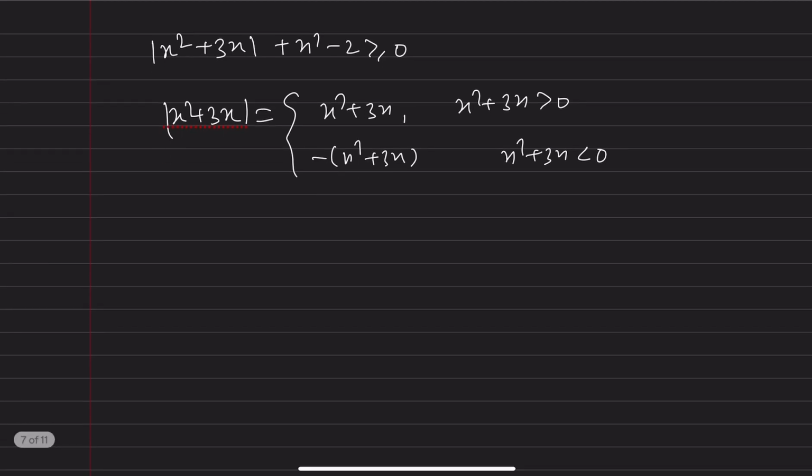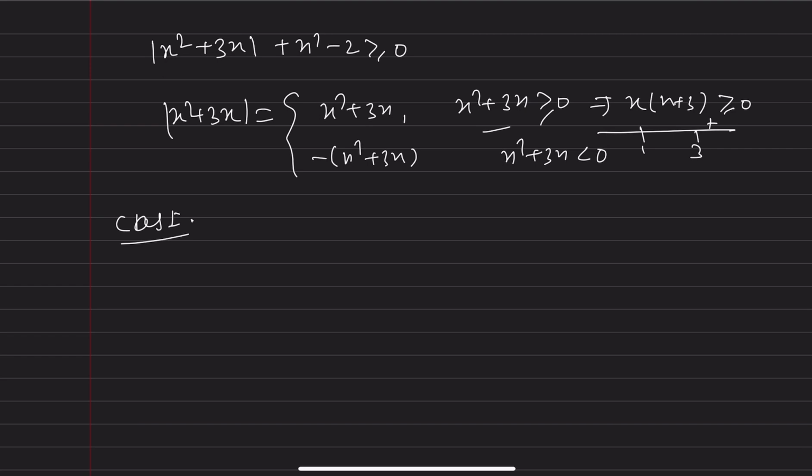So here we have two cases. In the first case, we can also write it as x into x plus 3 greater than or equal to 0, right? If you consider here the points 0 and minus 3, the signs are positive, negative and positive, and you have to consider only the positive values, right?